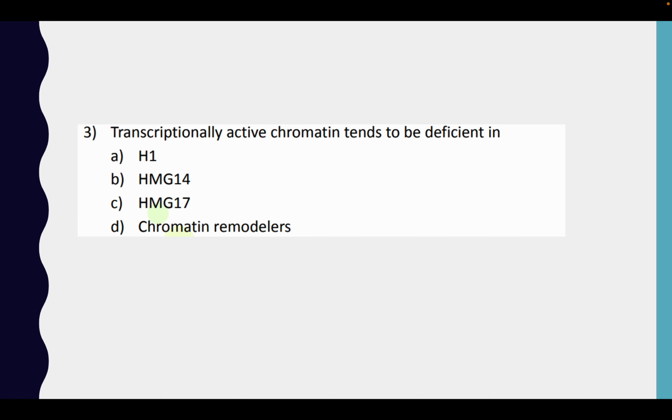Therefore, euchromatin does have H1, it has a lower concentration of it compared to heterochromatin. So H1 is present in both heterochromatin as well as euchromatin. But the question is asking what it tends to be deficient in. Okay. So euchromatin will not have chromatin remodelers. What is a chromatin remodeler?